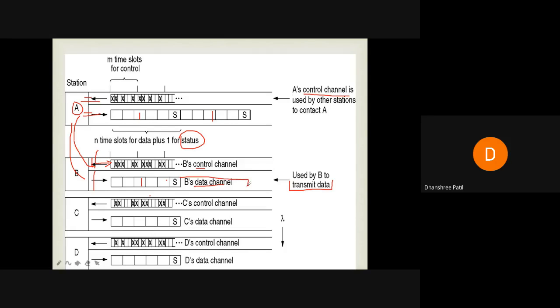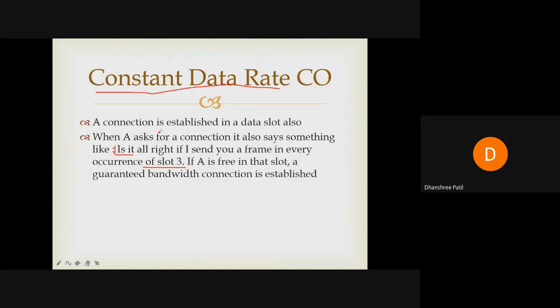Likewise there will be a second data slot. Okay, like this 1, 2, 3, 4, and for example yes is there. Similarly it will go on continuing. So in every data frame, whose frame will be in the third slot? It will be station A's frame. It means that slot is fixed for A. Okay, that's why it is called a constant data rate.